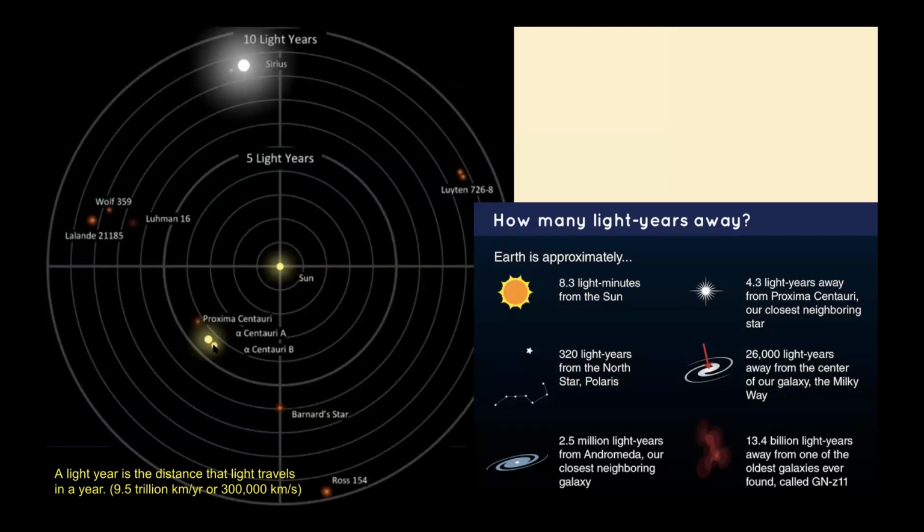And then we have some other stars by it, Centauri A and Centauri B. We also have Sirius over here, and that's actually a really bright star. And then you can see some of the other neighboring stars. But again, notice the distance. They are still quite far away.